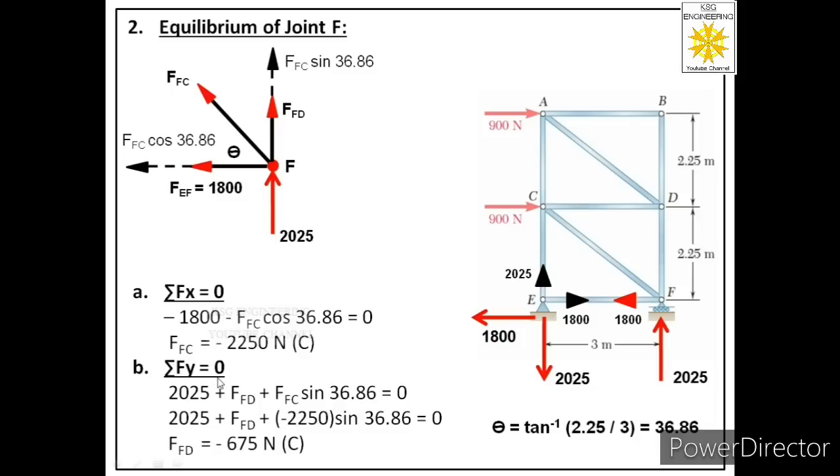So from these two equations we have found two forces. The first one is FFC, it is acting in member FC and it is a compressive force, so we have shown its direction towards the joint. The second force is FFD, it is acting in member FD and it is also a compressive force, so we have shown its direction towards the joint.